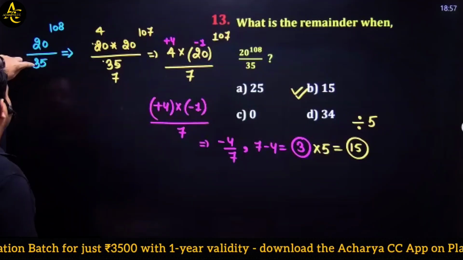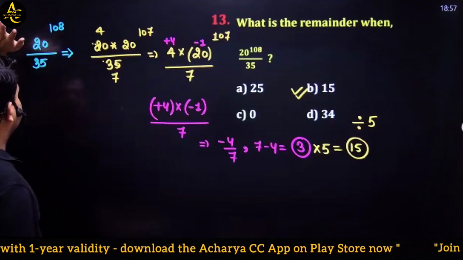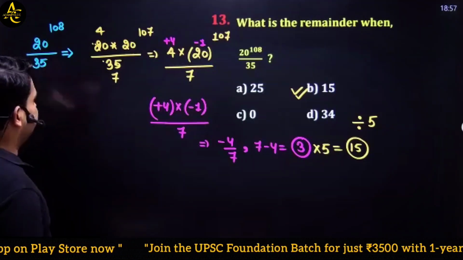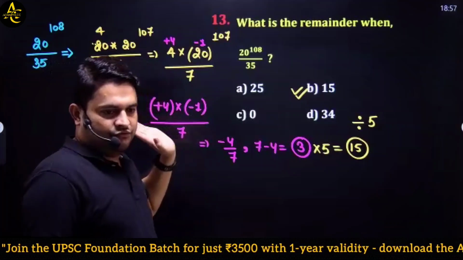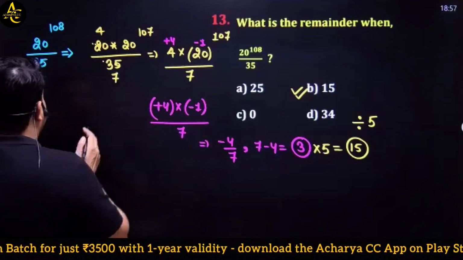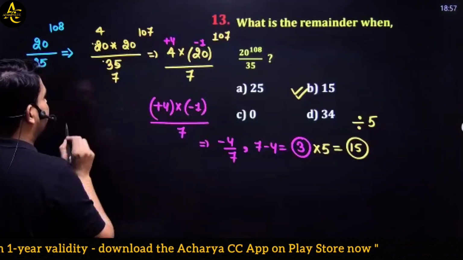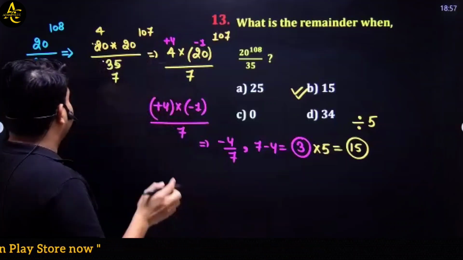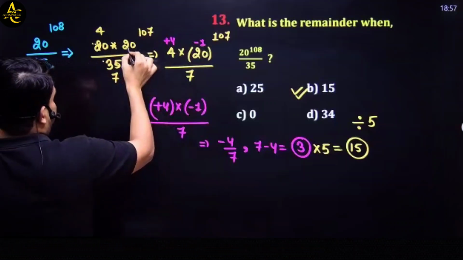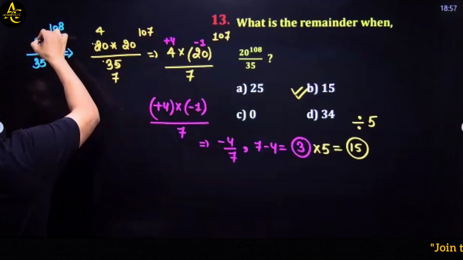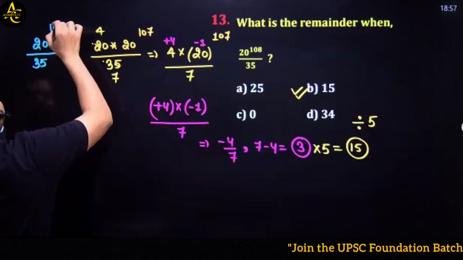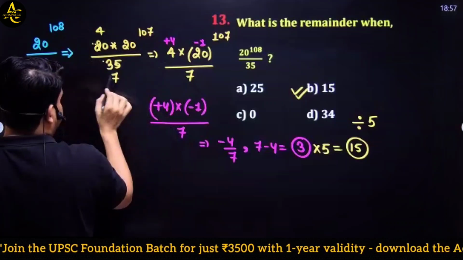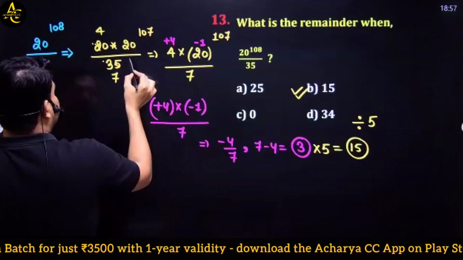20 upon 35, 20 to the power 108. We have to make such an adjustment that 20 becomes closer to 35, but it is not feasible. So what will we do? We will just take 20 out from there because we know that 20 and 35 can be divided by 5. If I take 20 from there, the power becomes 20 to the power 107. If I divide by 5, 5 4s are 20 and 5 7s are 35. I know that 20 is closer to 7.